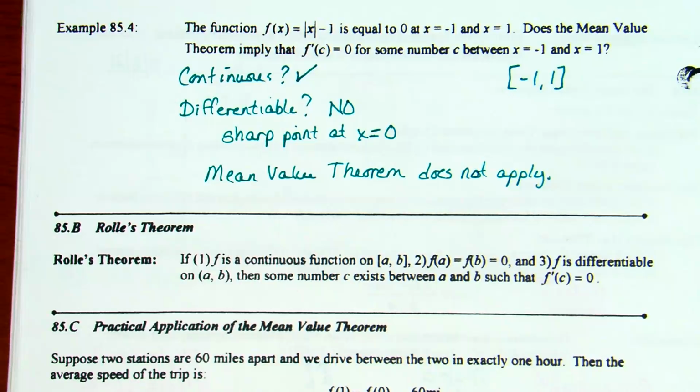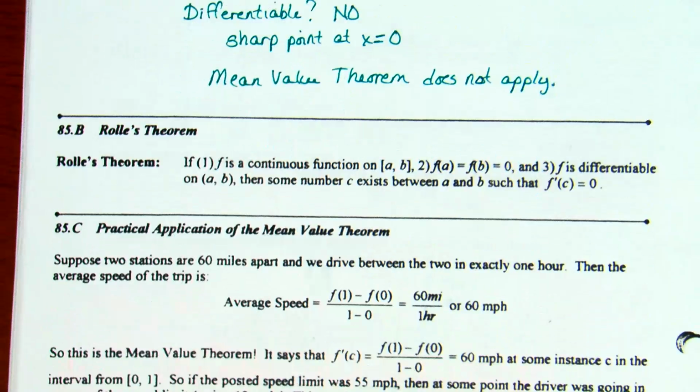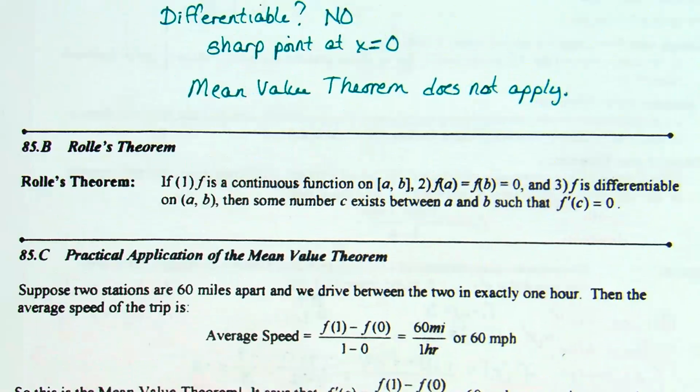Oh, I almost forgot, they gave us one little blurb about Rolle's theorem here. It says, if f is continuous, so there's 3 criteria here. If f is continuous between a and b, if f of a and f of b equals 0, and if f is differentiable on the interval a to b, then some number c exists between a and b such that f prime of c equals 0.